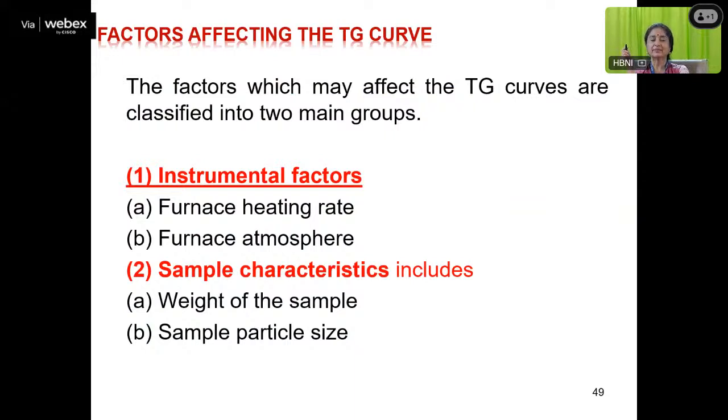Now, the various factors affecting the TG curve are instrumental factors and sample characteristics. What are the instrumental factors? Furnace heating rate and furnace atmosphere. And for sample characteristics, weight of the sample and sample particle size. Let us see these points a bit more elaborately.